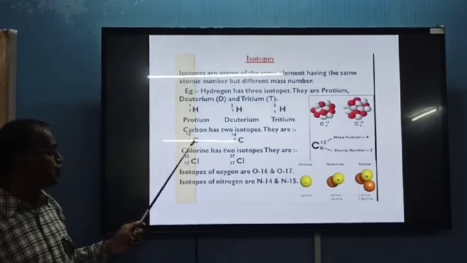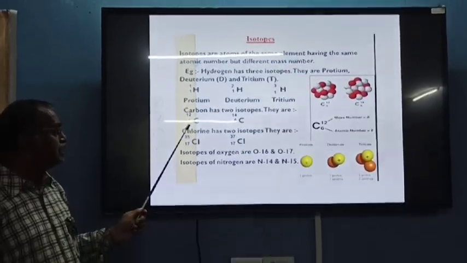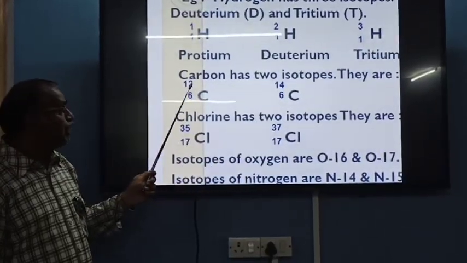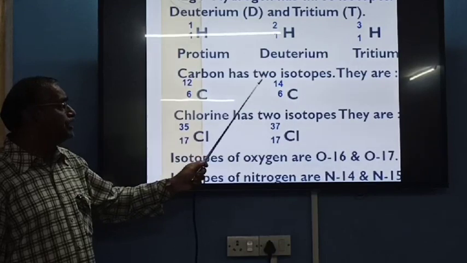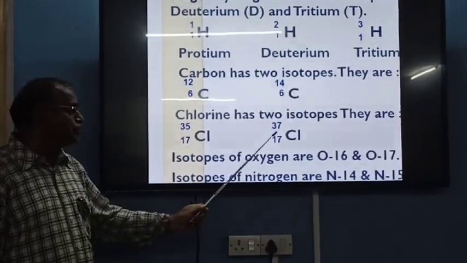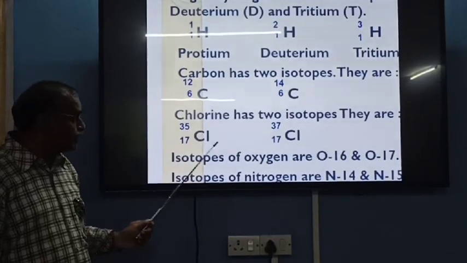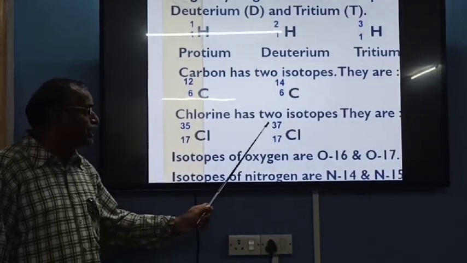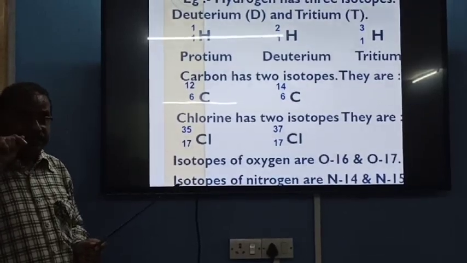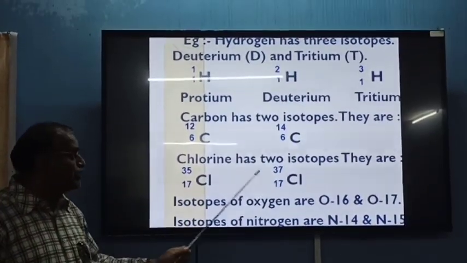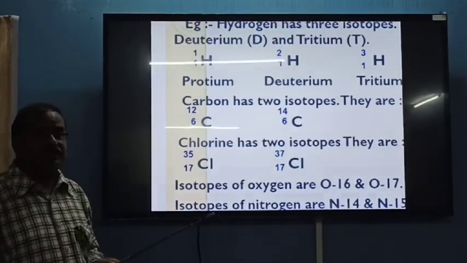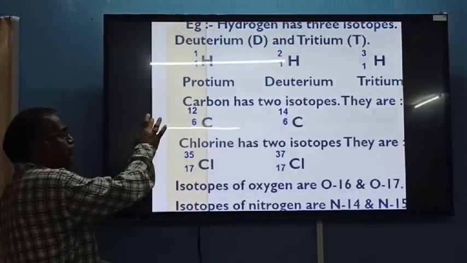Whereas for carbon isotopes, two are given here. Carbon has atomic number 6 in both, but the mass number is 12 here and 14 here. So these two are isotopes of carbon. Similarly here also, isotopes of chlorine. Where the atomic number is the same but mass numbers are different, they are known as isotopes. Be careful: atomic number same. When atomic number is the same, the atoms are the same. When atoms are the same, chemical properties are the same, but physical properties may be a little different.